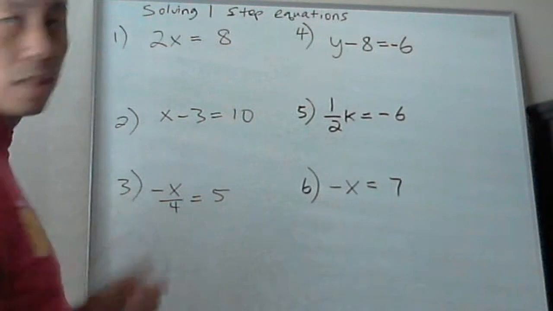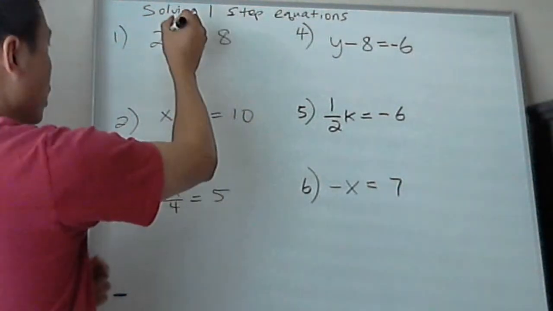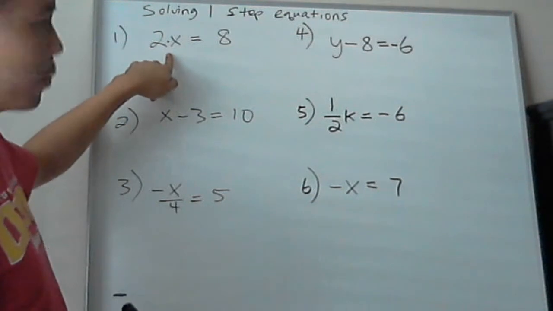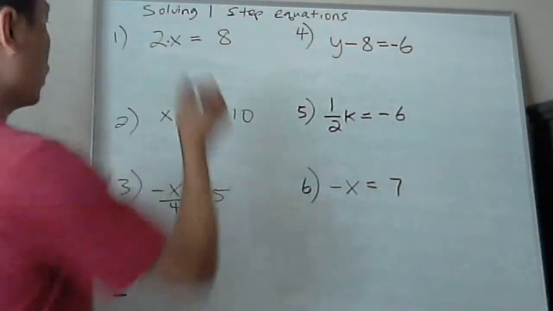So what do you do here? It says 2x, so what's the symbol here? It's 2 times x, right? So if you want to solve for x, you divide by what? You divide by 2, right?